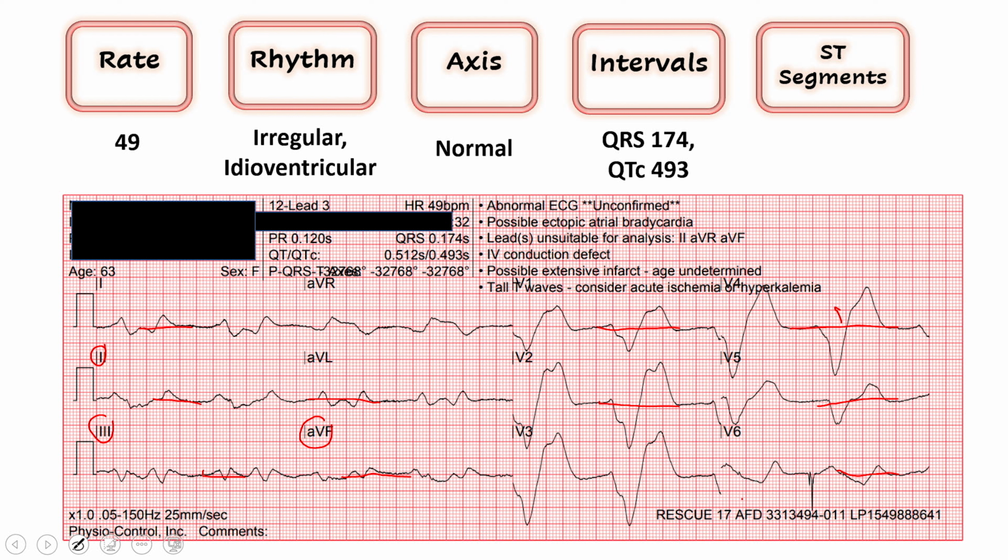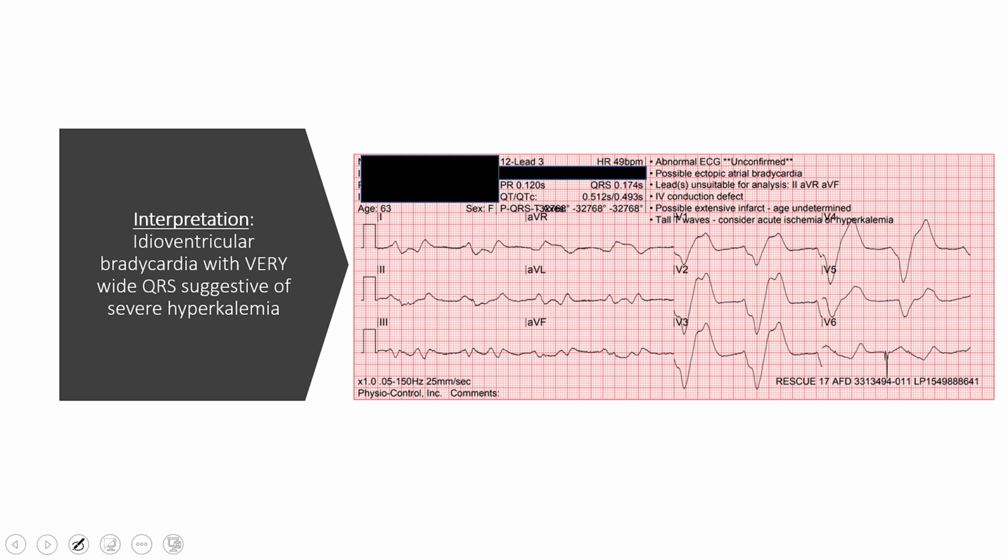What does stick out is the very wide QRS with a big, powerful repolarization, right? Those are big waves that are starting to look very wave-like, right? And so to me, this suggests peaked T waves, bradycardia, idioventricular rhythm. I hope you're with me in thinking of hyperkalemia. I would like you to burn this 12 lead in your head.